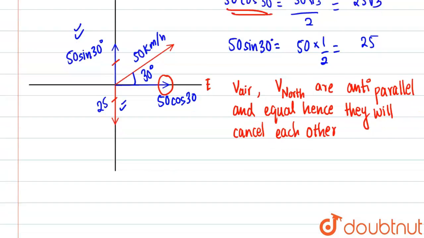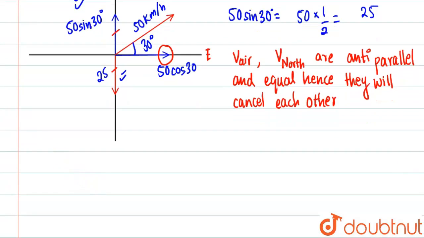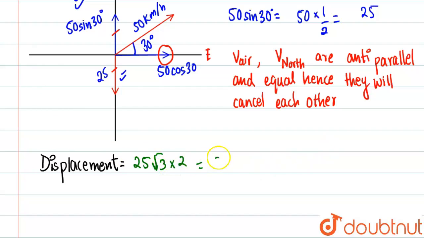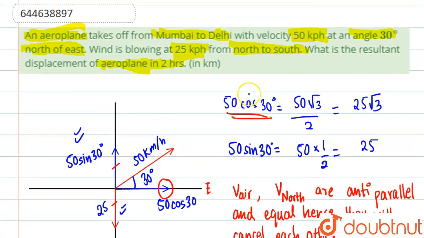So now what we're going to have is the displacement. The displacement in 2 hours, since this is in kilometer per hour, will be 25 root 3 into 2, which is equal to 50 root 3 kilometers. Got it? So our answer will be 50 root 3 kilometers, or in decimal, 86.6 kilometers. So this will be our answer.